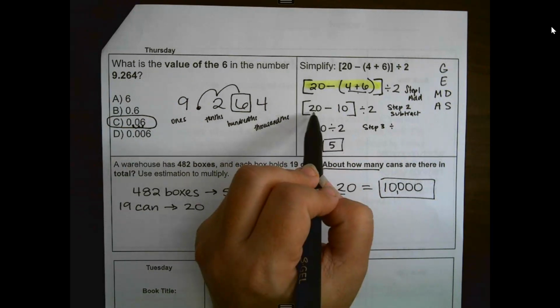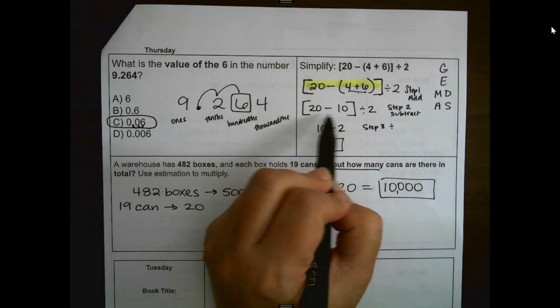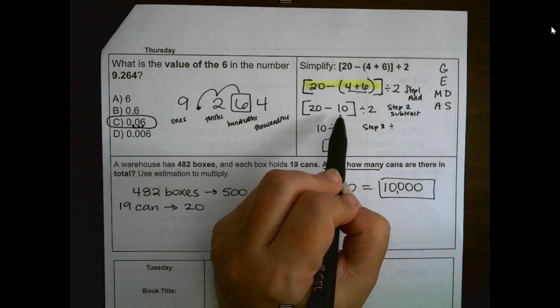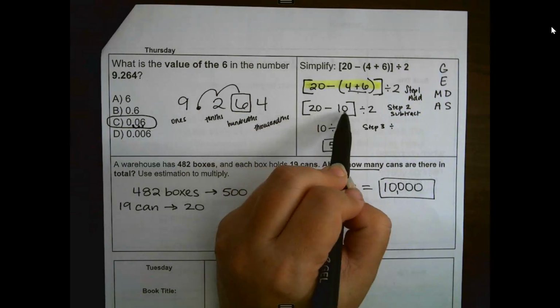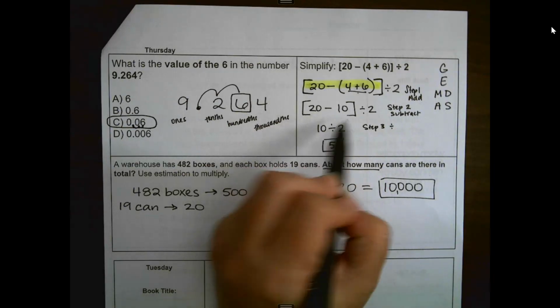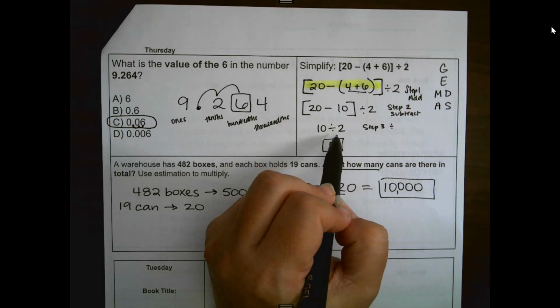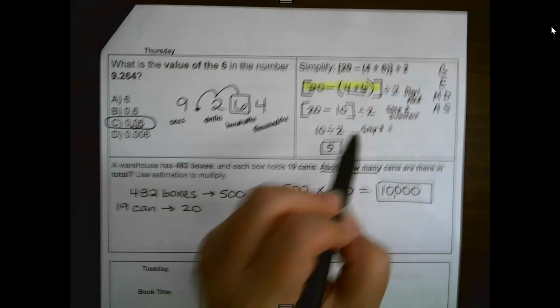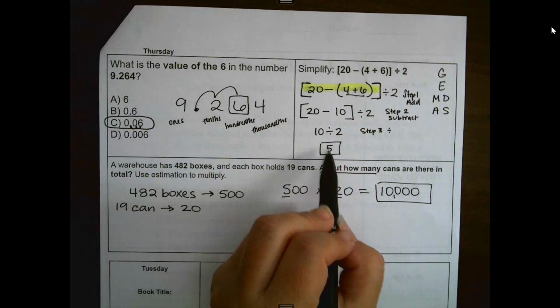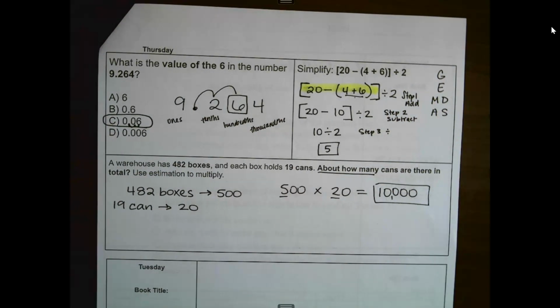Bring down that. And then step 2 is going to be to subtract because this is still part of that group. So 20 minus 10 is 10. And then keep bringing down that divide by 2. So step 3, we're going to divide. 2 goes into 10 5 times.